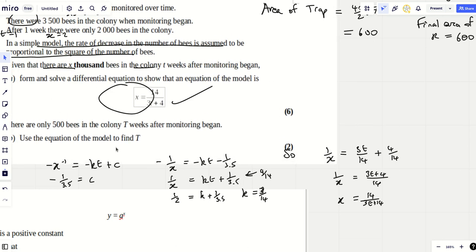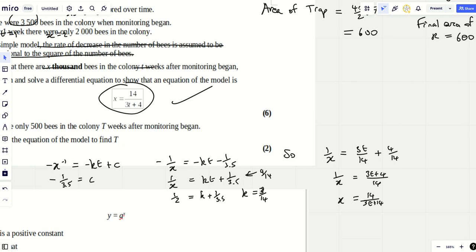Okay, part B. There are only 500 bees in the colony 2 weeks after monitoring began. Find the value of t. Well, we just need to use this now. So x is 0.5 here, though, remember. Look carefully.